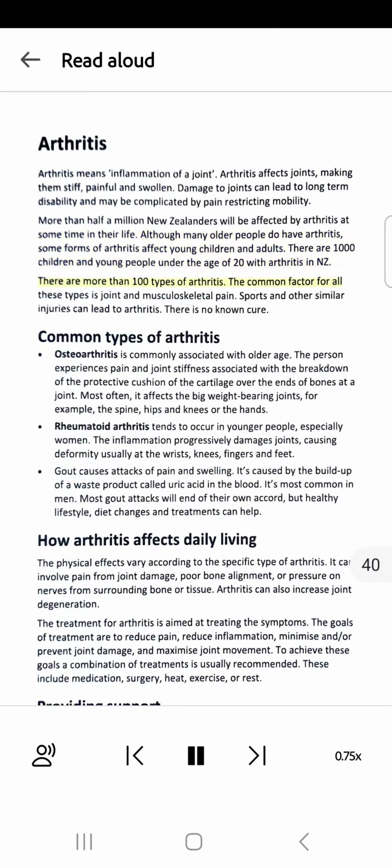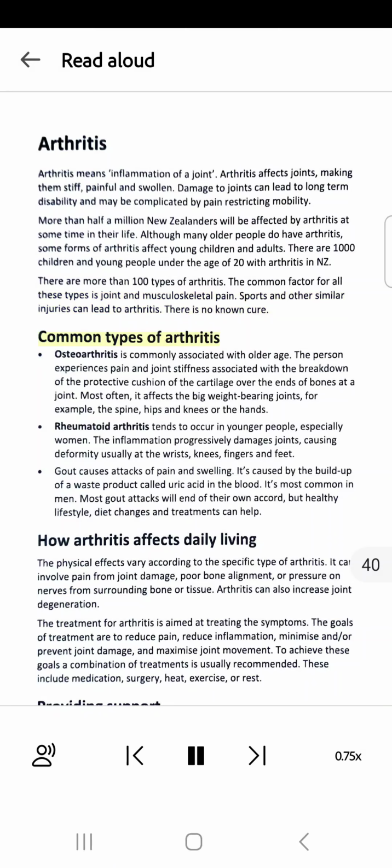There are more than 100 types of arthritis. The common factor for all these types is joint and musculoskeletal pain. Sports and other similar injuries can lead to arthritis. There is no known cure.